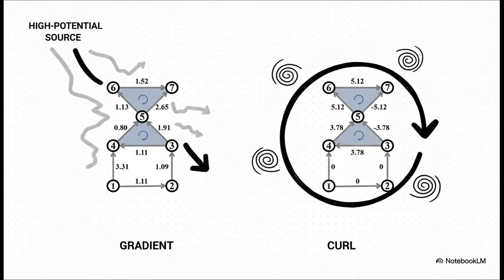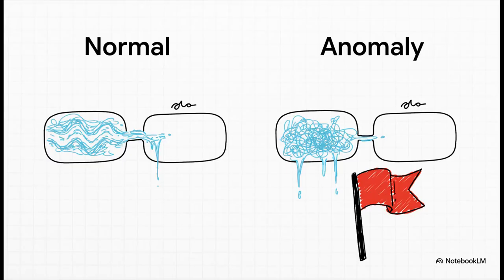On the left, you've got the gradient component. The easiest way to think about this is flow that starts at a source, at a high point, and just flows downhill. On the right, you have the curl component. This is flow that circulates in loops, like water in a whirlpool, or, you guessed it, value in an arbitrage loop. And right there, that is our big clue for detection.